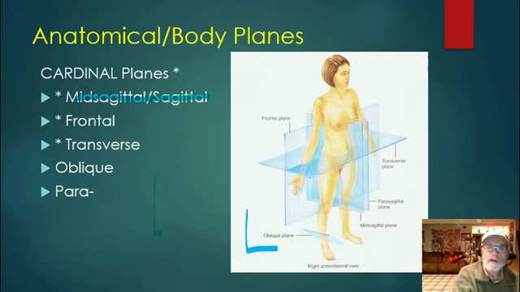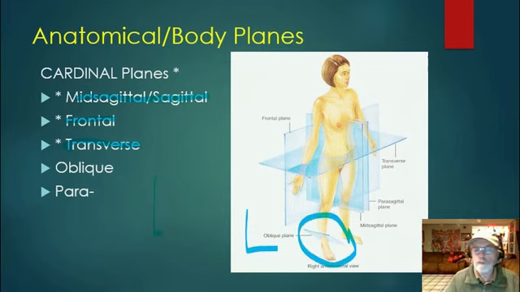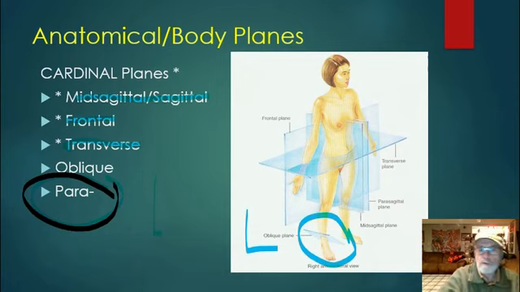The second plane we're going to talk about is the frontal plane. Sometimes you'll also see it called the coronal plane. A third plane is called the transverse plane, which is also called the axial plane. There are other planes we could have in the body. This one down here is called an oblique plane because it's not on any of those three cardinal planes. If a plane is parallel to a cardinal plane, it's called para. So a parasagittal plane would be a plane parallel to the sagittal plane.